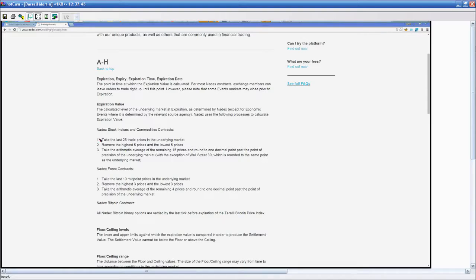So that's how the indices work, and that's why they do it. So somebody can't go in and just throw on a trade at the last minute, and it just randomly gets filled, and all of a sudden you get totally hosed because it's 4 points off.